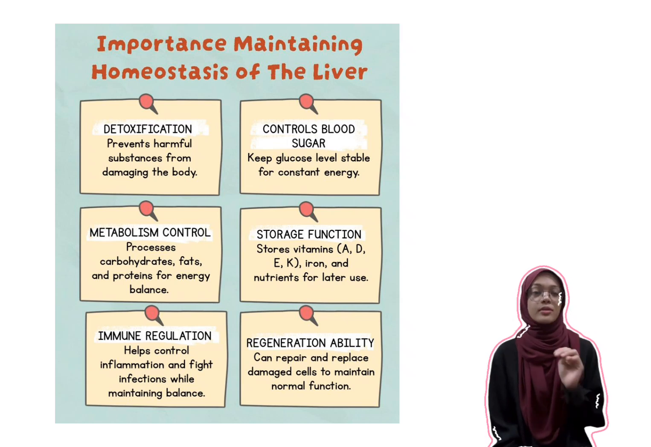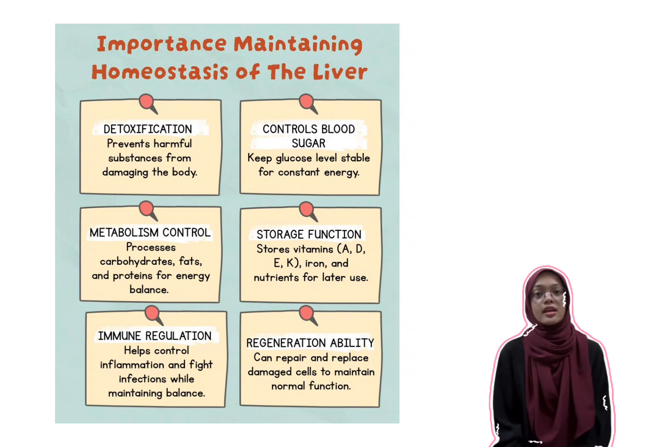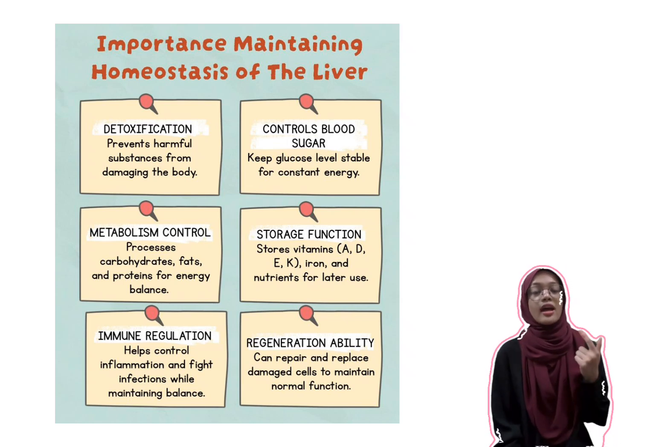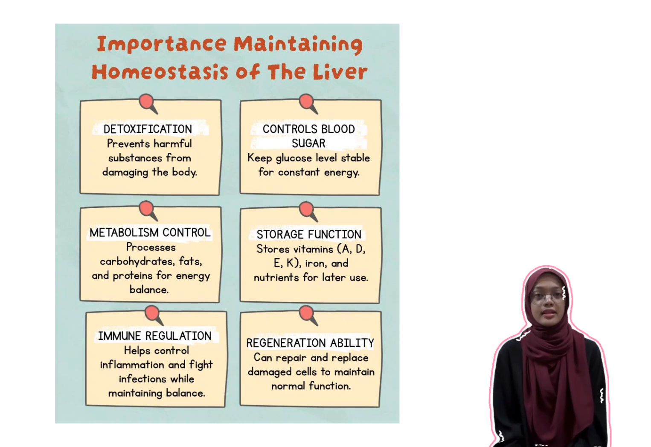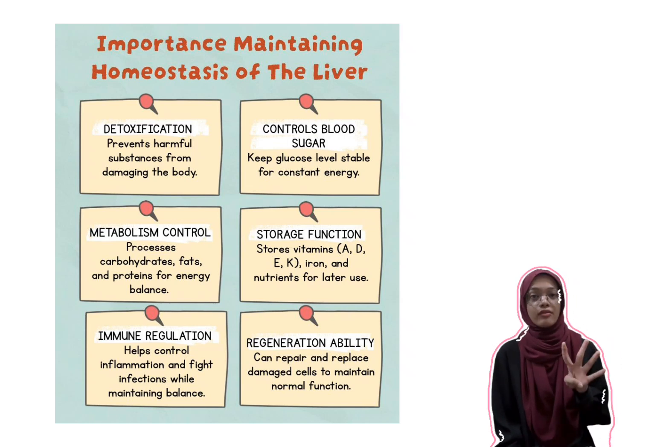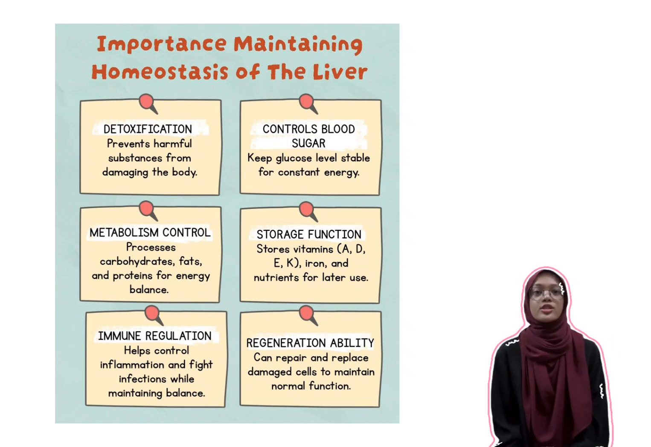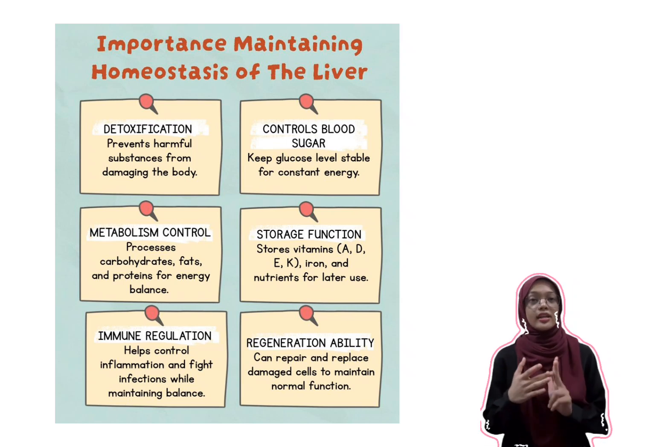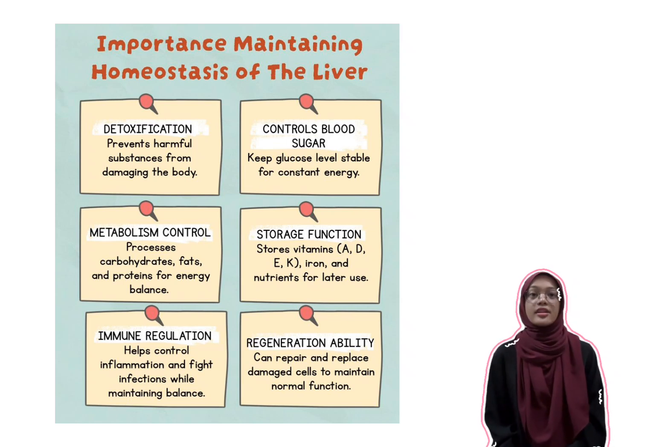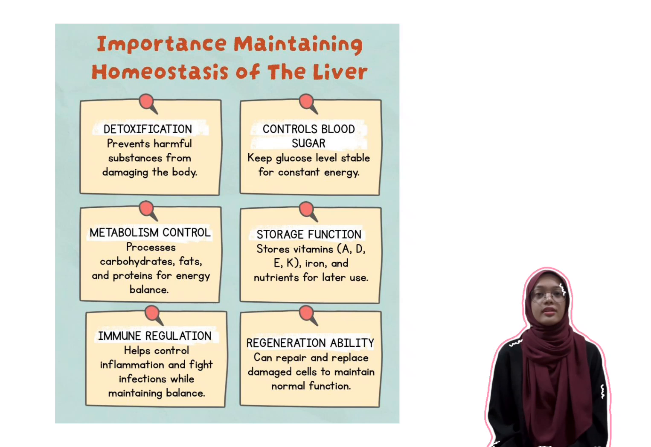Third, metabolism control. The liver processes carbohydrates, fats, and proteins. It converts food into energy and helps maintain a balance so that our body can function efficiently. Fourth, storage function. The liver stores important nutrients such as vitamins A, D, E, and K, as well as iron. These nutrients can be used later when the body needs them, especially during times when intake is low.